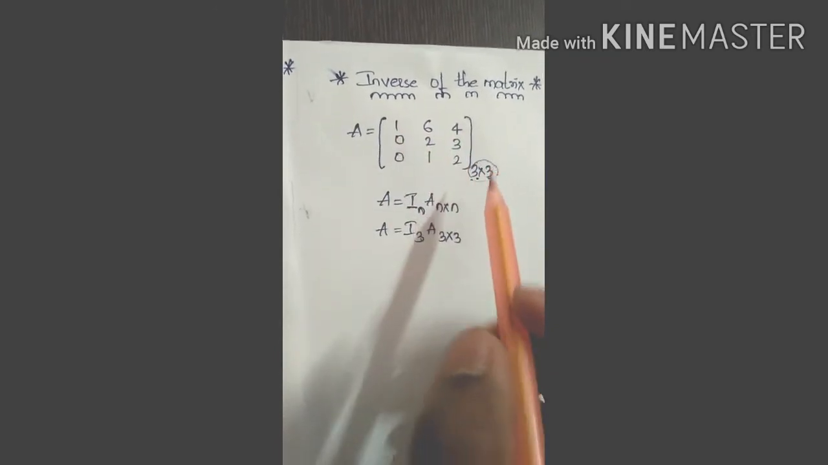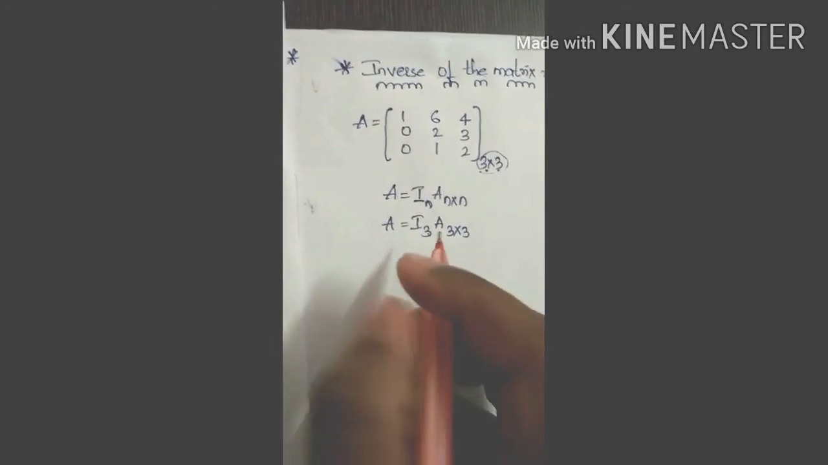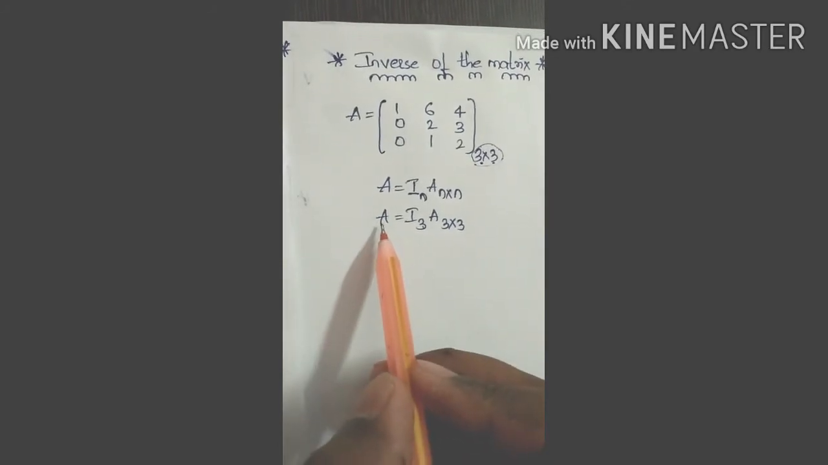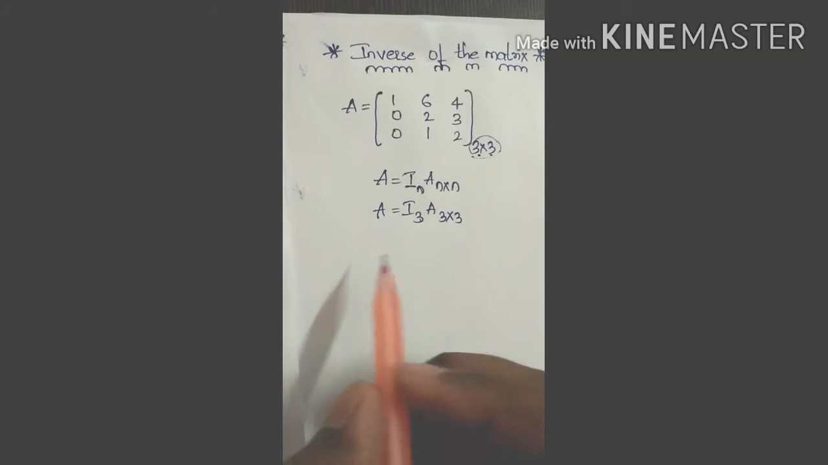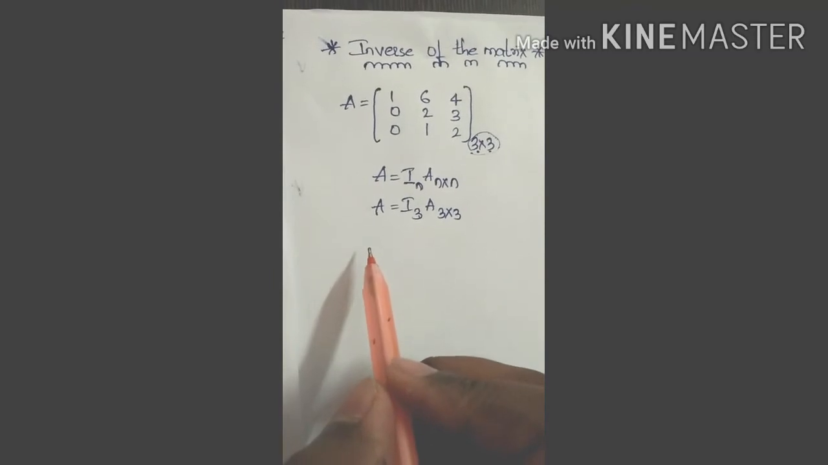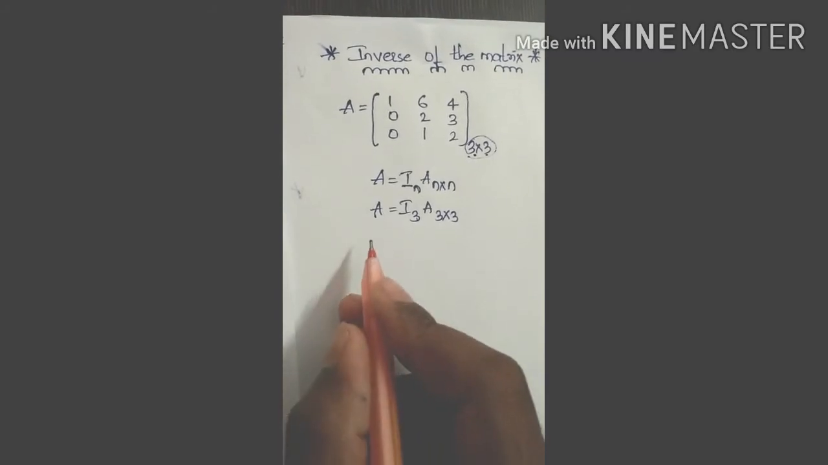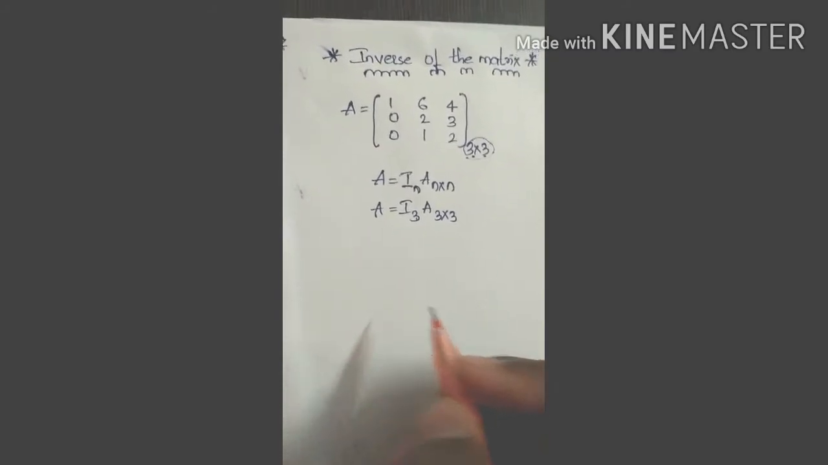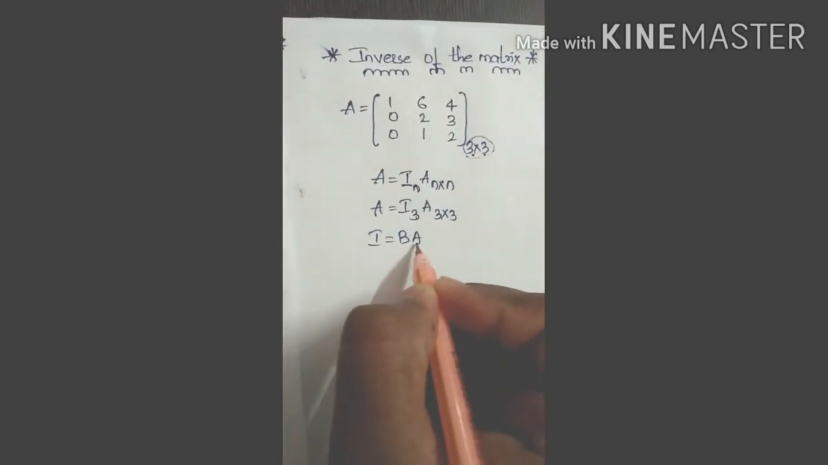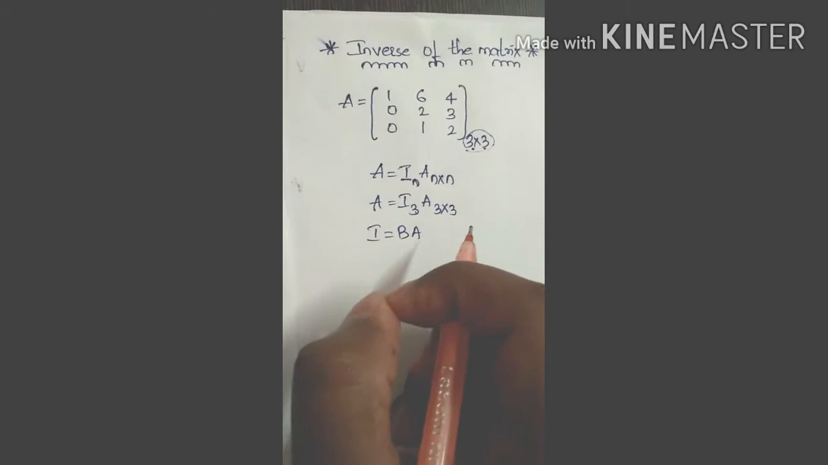In the inverse of a matrix, we should convert the left side matrix A into an identity matrix. In the normal form we can do both row and column operations, but here, for the inverse of the matrix, we should do only row operations, not column operations. Using row operations only, we make the left side matrix A into an identity matrix. At last we should get I equals BA, where the right side A stays the same and the left side A is converted into the identity matrix.